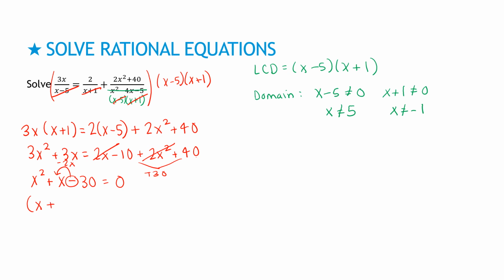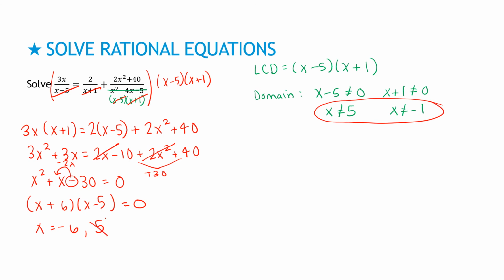So this should be x plus 6, x minus 5, which means x is equal to negative 6, and x is equal to positive 5 if I set each of those equal to 0. But if I look back up here, I notice that 5 is not a solution that I can have, so my final answer is x equals negative 6.